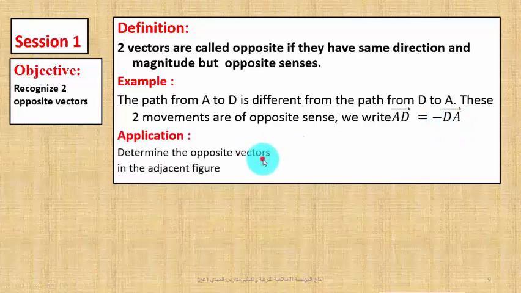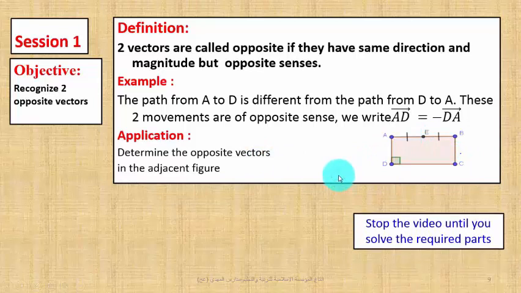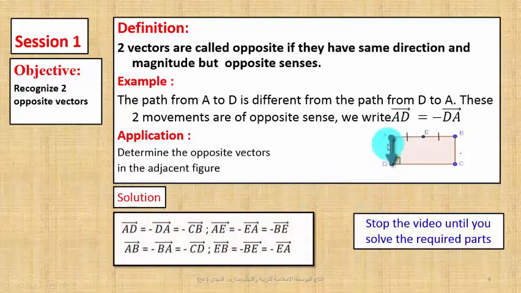Application. Determine the opposite vectors in the adjacent figure. Please, my students, stop the video until you solve the required parts. Solution. Vector AD equal minus DA equal minus CB. Vector AE equal minus EA equal minus vector BE. Vector AB equal minus BA equal minus CD. Vector EB equal minus BE equal minus EA.